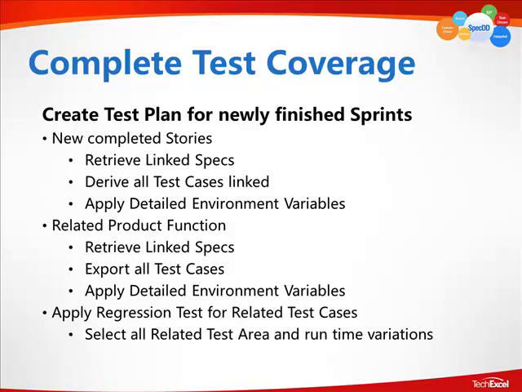In order to provide complete test coverage, we also want to make sure we find out all the related product functions. So we retrieve all the linked specs from maybe similar functions that were created in previous sprints. And we can export all of these test cases, apply the environment variables, and test as needed. And finally, we want to make sure to apply regression testing. Okay, so we want to select the related testing areas and be sure to execute all the runtime variations for those areas.